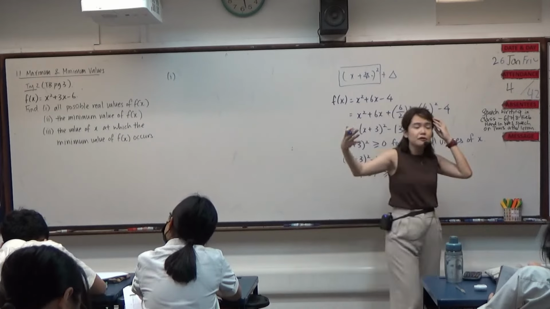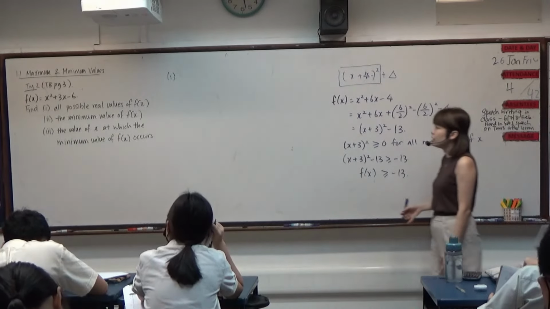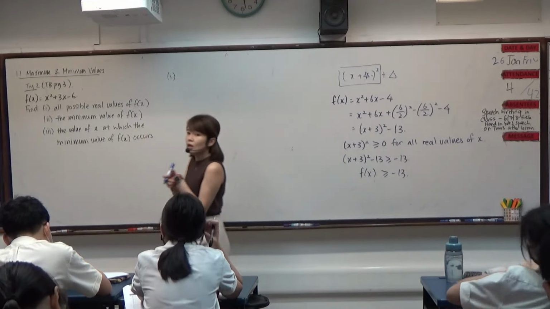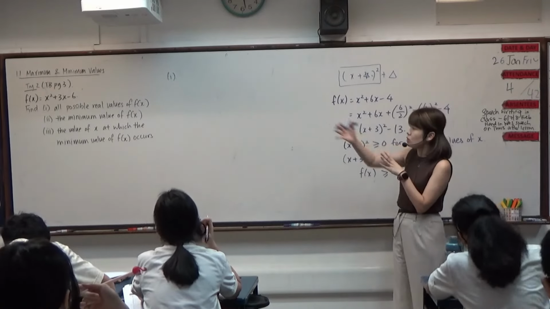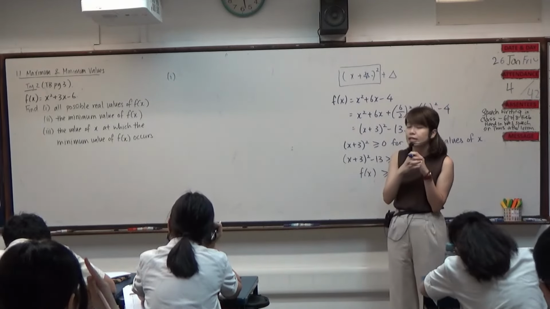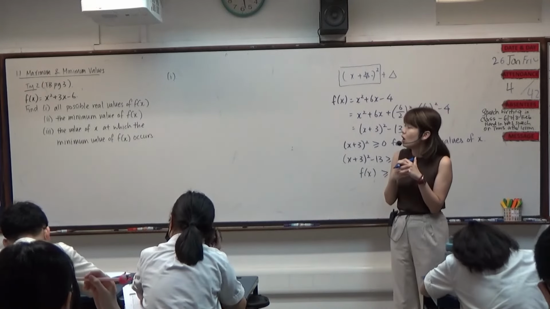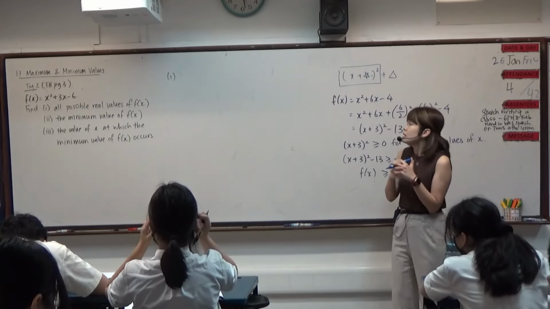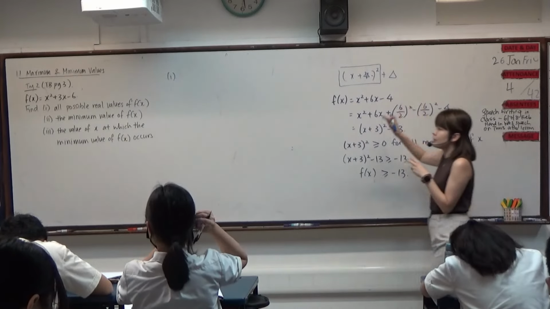So if the question gives you f(x), please use f(x), don't go and replace it with y. Be consistent with what the question gives you. Right, so looking at part (i), we are given f(x) equals a quadratic function, that's x squared plus 3x minus 6. We want to find all possible real values of f(x). So we can only do so when we do our completed square form.